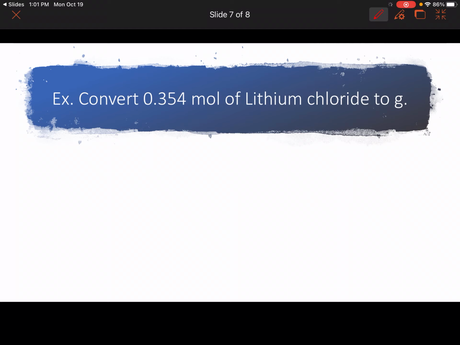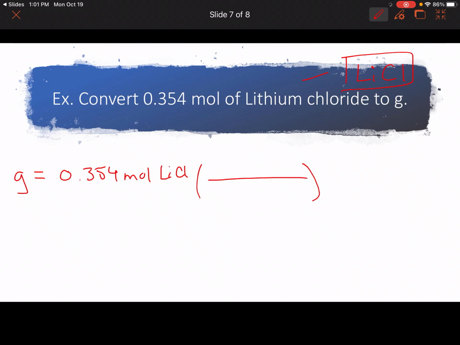Okay, and this one, convert 0.354 moles of lithium chloride to grams. So what are you looking for? You're looking for grams, and you know that you've got 0.354 moles. Now here's the thing: if you don't know how to write this formula correctly, you won't get the right answer, right? So lithium chloride, you need to know that lithium has a charge of 1 positive, chlorine is 1 minus, so they bond in a 1-to-1 ratio here. So lithium chloride here. So now we're going to draw our brackets.